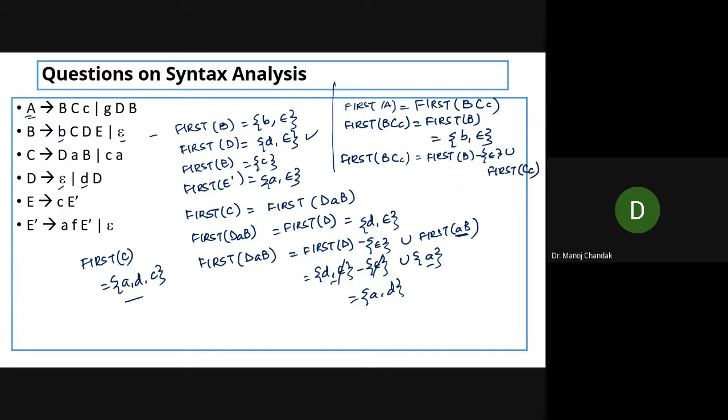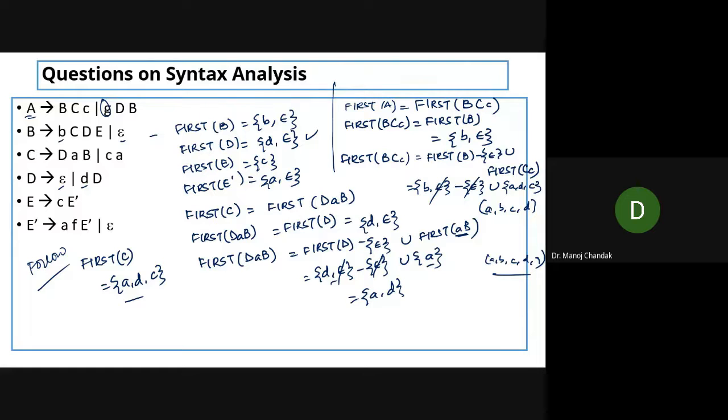Now, first of B is already there. It is B epsilon, minus epsilon, union. What is first of CC? So first of CC is first of capital C. And what is first of C? Yes, good, you have ADC. So now this epsilon gets cancelled and it is A, B, C, D. And what is coming from this end? It is G. So now you have A, B, C, D followed by G. Simple. Now we are done with everything, and now we can compute what? After this, we can compute follow.